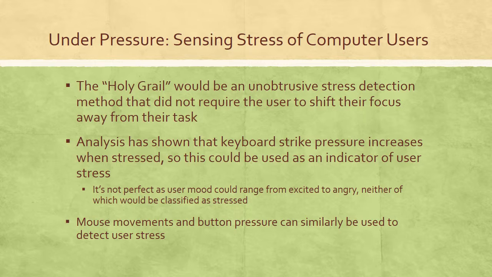Stress detection is difficult. It's either intrusive with a lot of sensors, or it requires users to stop their task and answer questions. So the holy grail of stress detection would be a system that's unobtrusive and does not require that the user shifts their focus. That's what this article was studying, and analysis has shown that keyboard strike pressure can increase when stressed, as well as mouse movements and mouse button pressure. So this study was going to see if we could use those two pressures and the mouse movements to figure out if the user is stressed.